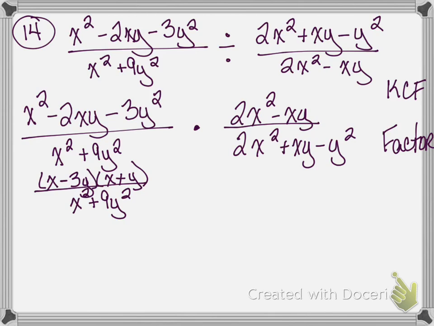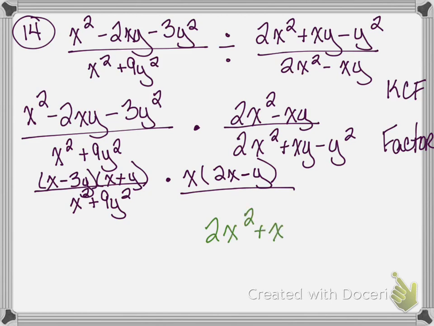Now our numerator, okay, we can take out an x. That's all we can take out is an x. So x, then I'm left with 2x minus y. Okay, now I'm going to factor this trinomial. And again, we've got our x's and our y's. In some ways, because we have to factor this by grouping, it's a little bit easier to distinguish with the y's.